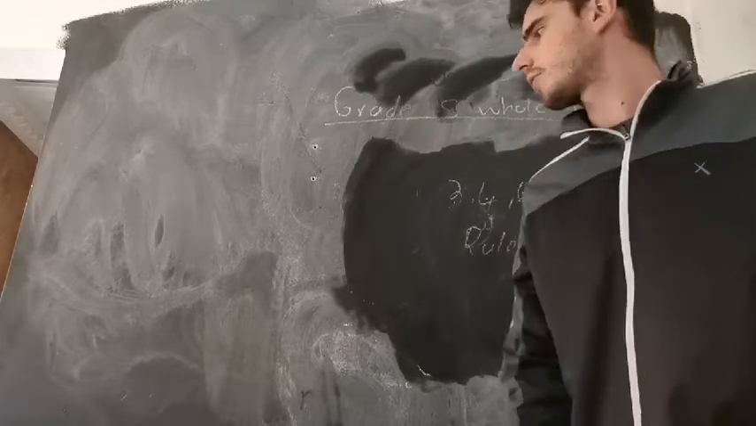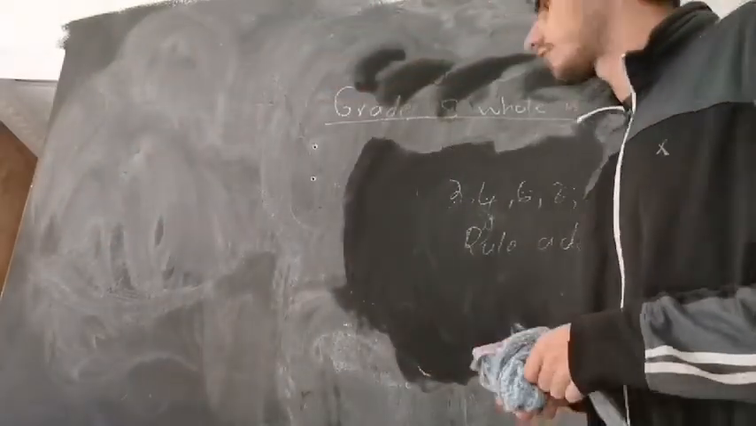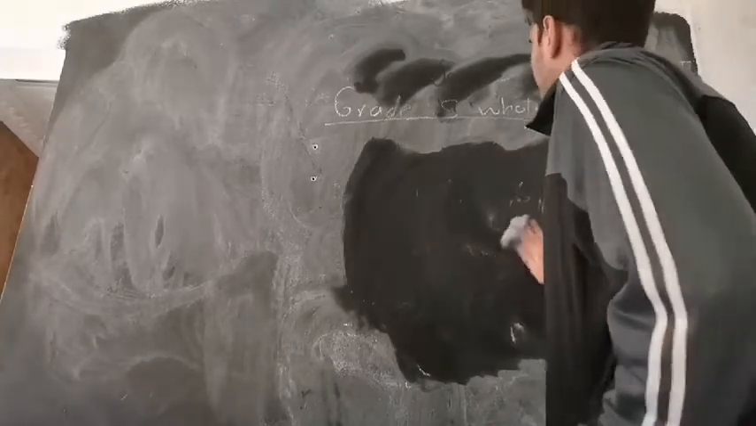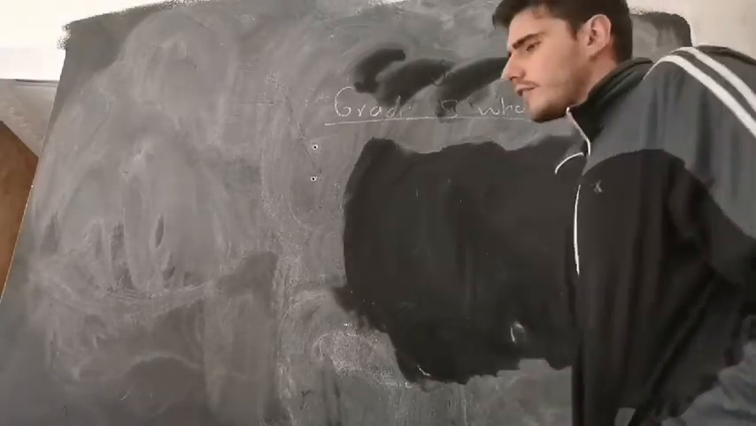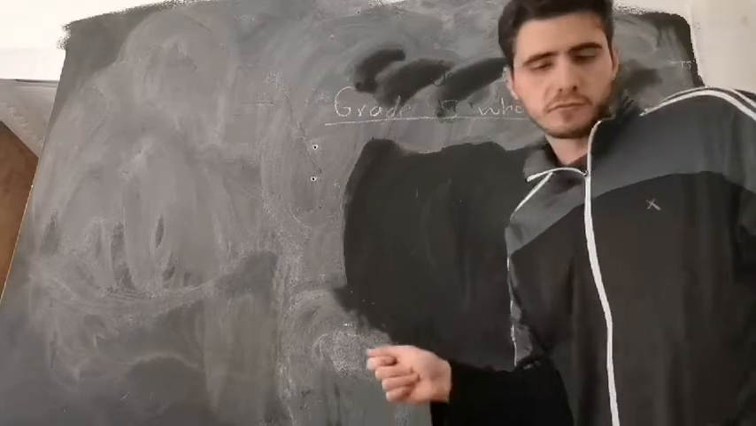Okay, and then I hope you all remember what ascending and descending means. Ascending means to write it from smallest to biggest. Descending means to write it from biggest to smallest.